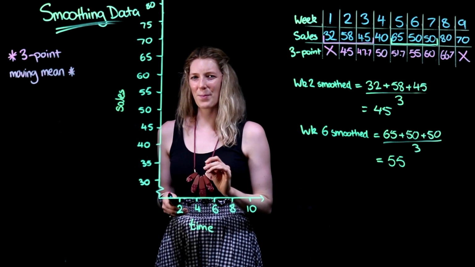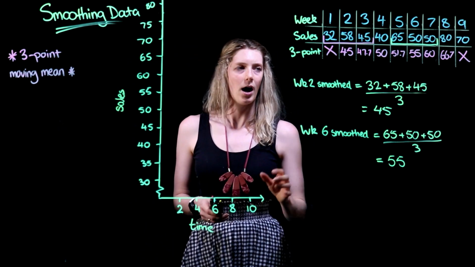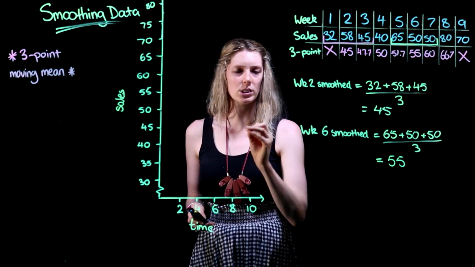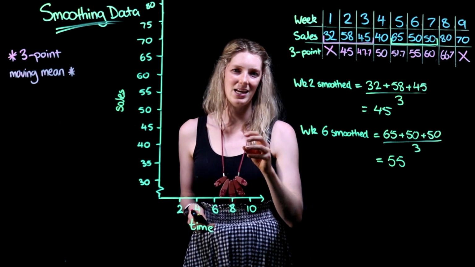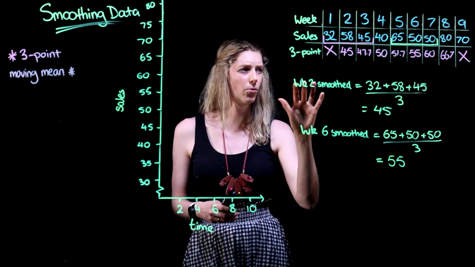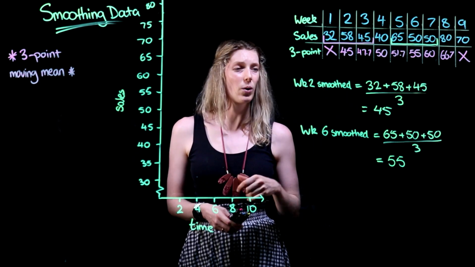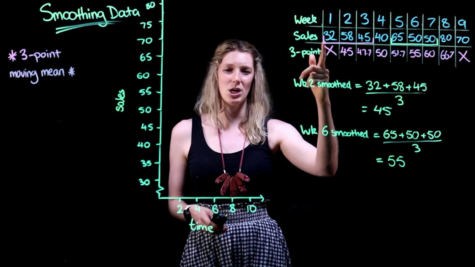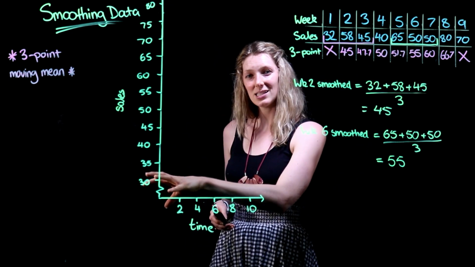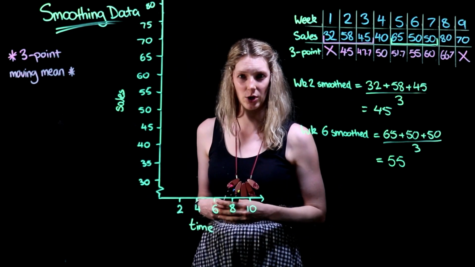Now, when thinking about how large to create this y-axis, I always take into consideration the raw data. This is because the raw data will contain the smallest and the largest data values. The 3-point moving means won't ever be the smallest or largest. So I can see that my smallest value is 32 and my largest value is 80. So my axis needs to reflect this smallest and largest y value.